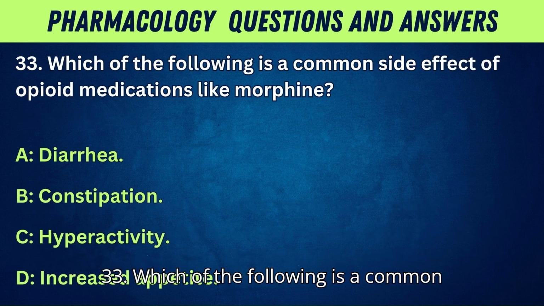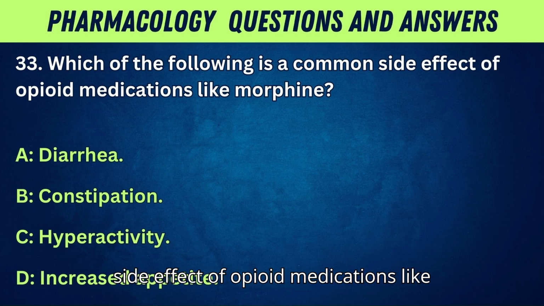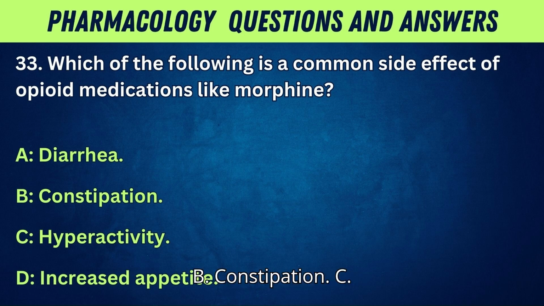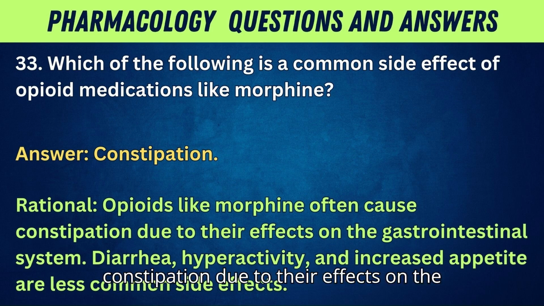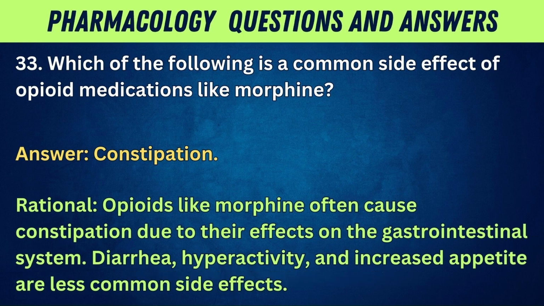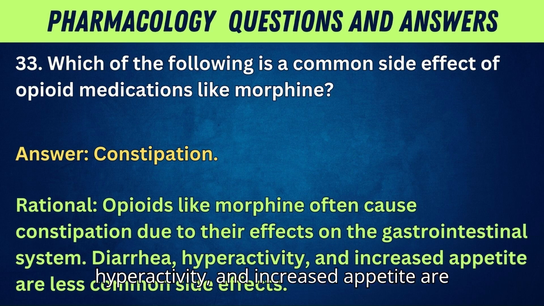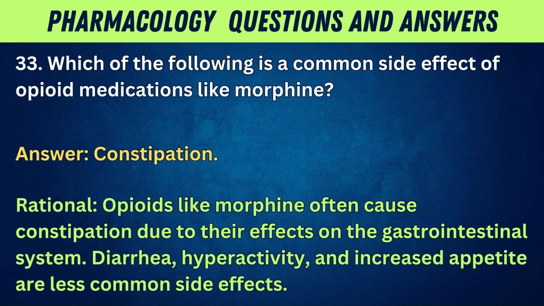33. Which of the following is a common side effect of opioid medications like morphine? A. Diarrhea. B. Constipation. C. Hyperactivity. D. Increased appetite. Answer: Constipation. Rationale: Opioids like morphine often cause constipation due to their effects on the gastrointestinal system. Diarrhea, hyperactivity, and increased appetite are less common side effects.